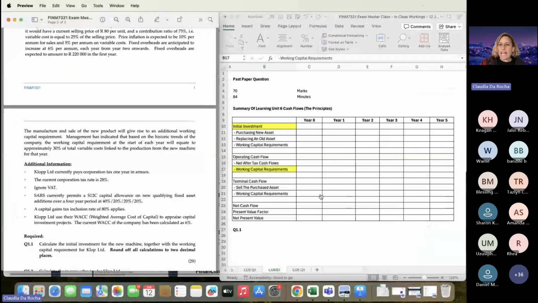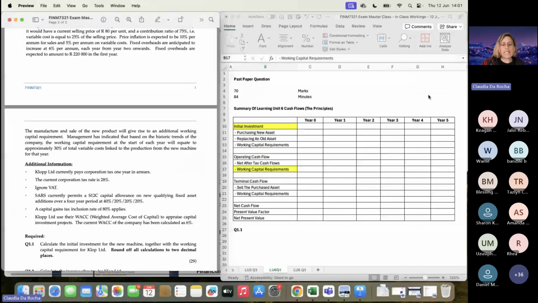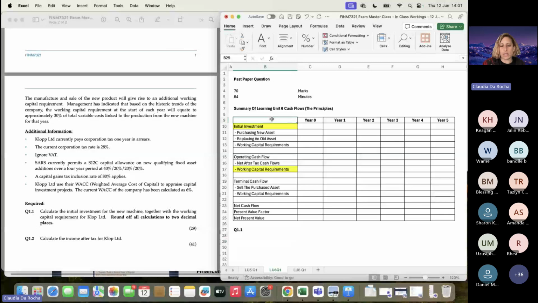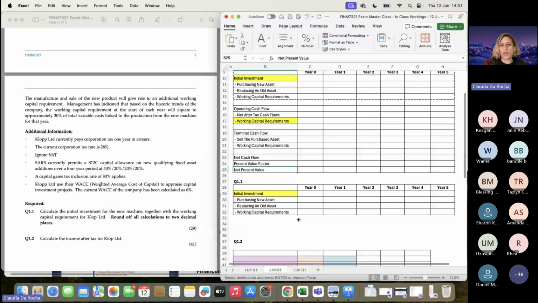Okay, so let's tackle this question. The first thing it says is the initial investment. So it's basically this part that we're doing, right? I mean, that's in essence what I'm doing. The initial investment is normally only in year 0.